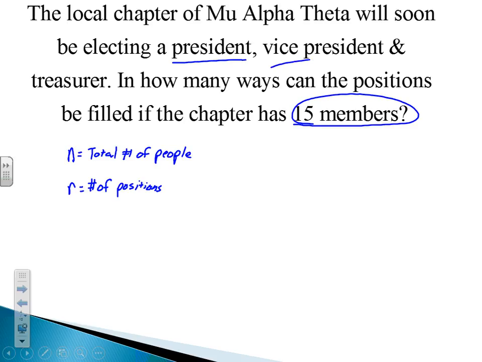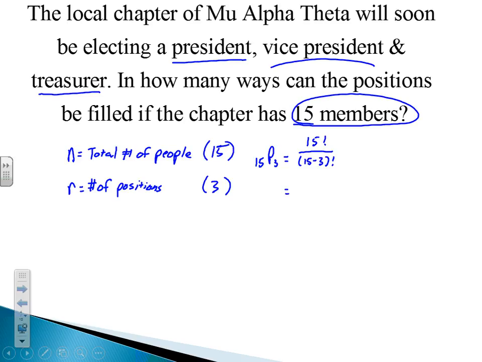We have a president, a vice president, and a treasurer. So that means that there are 3 positions. So here we have 15 members with 3 available positions. When we identify those values, that's really going to give us 15P3 for our formula. So I will wind up with 15 factorial over 15 minus 3 factorial.